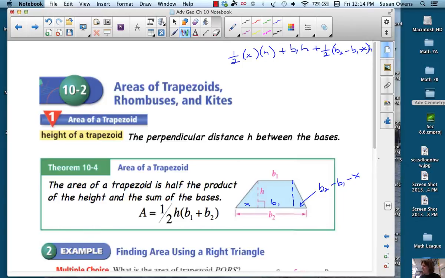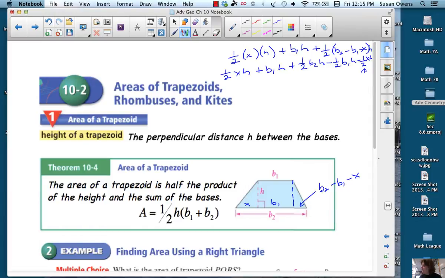Okay, so what I'm going to do now is rearrange this. One of the things I'm going to have to get rid of is x, because if you notice, x is not in this formula. So I'm going to distribute. I get 1/2 x times h plus b1h plus, now I'm going to distribute the 1/2 and the h to each of these three terms in here. So I get 1/2 b2h minus 1/2 b1h minus 1/2 xh.